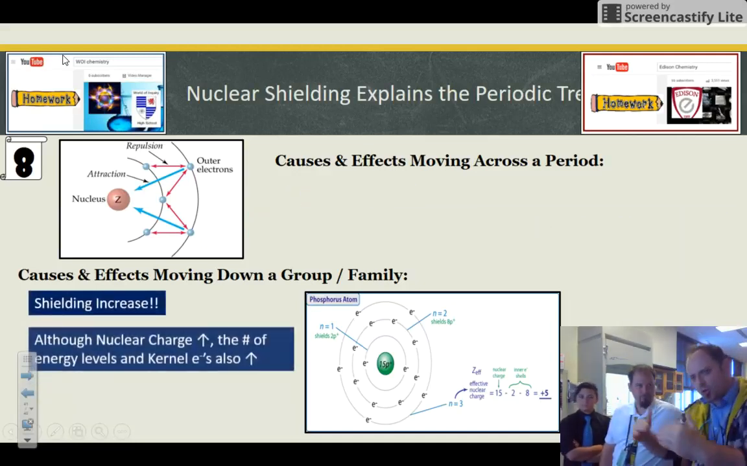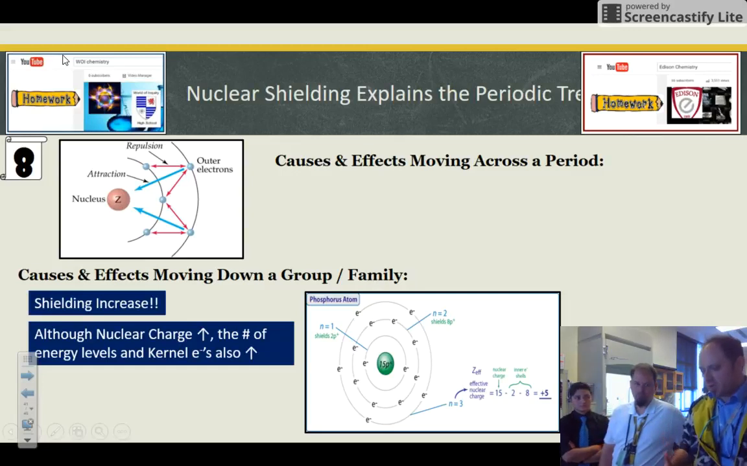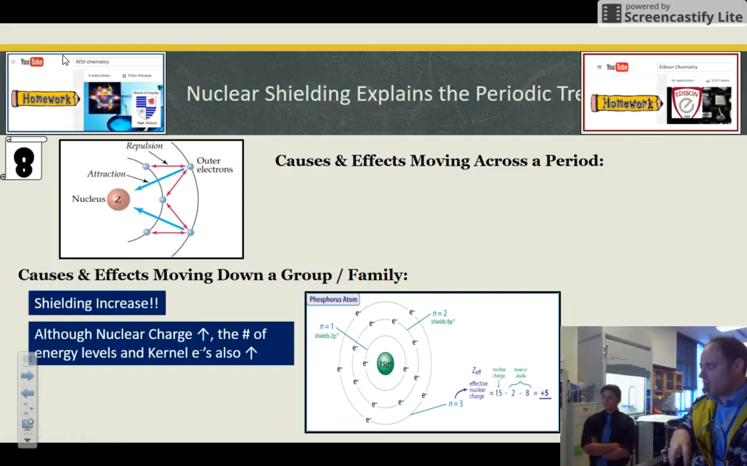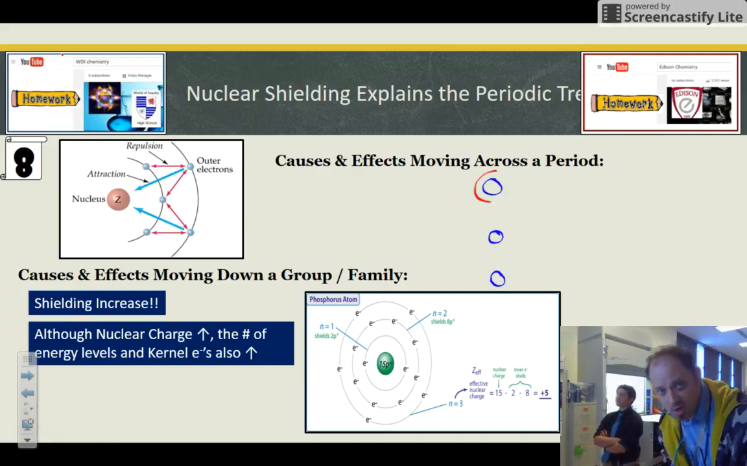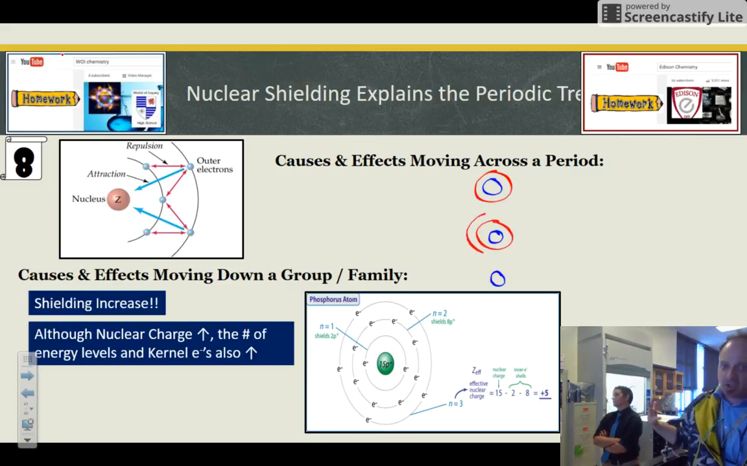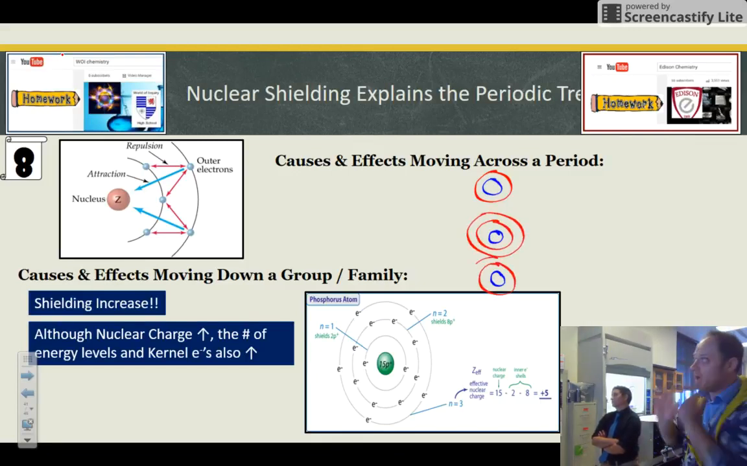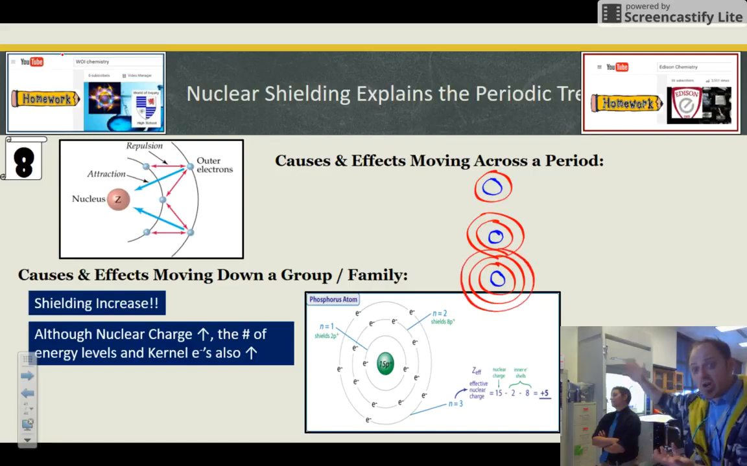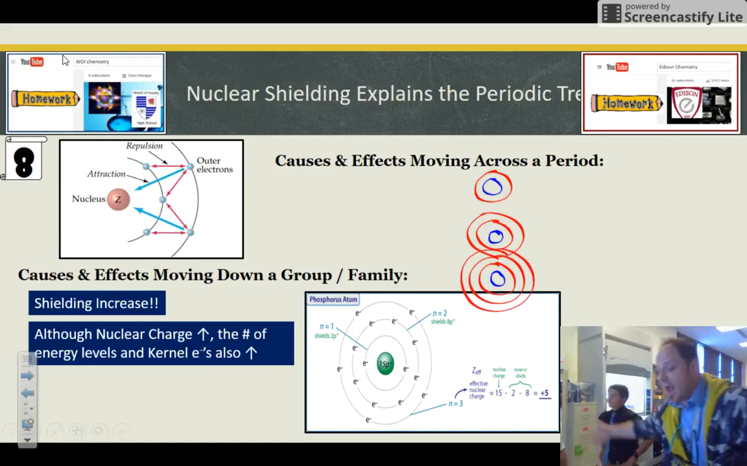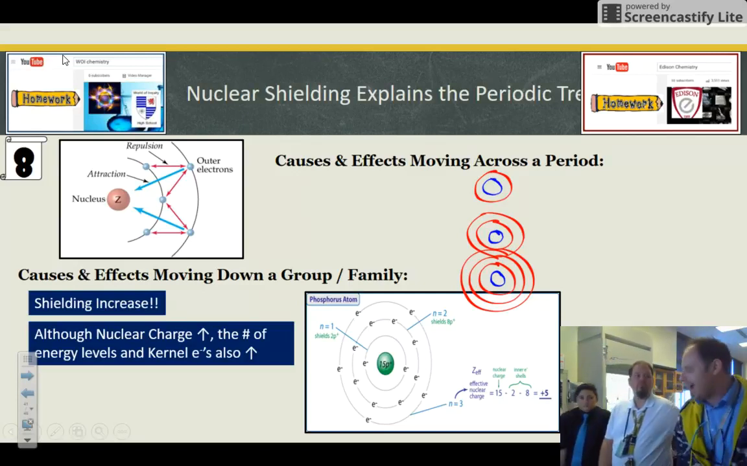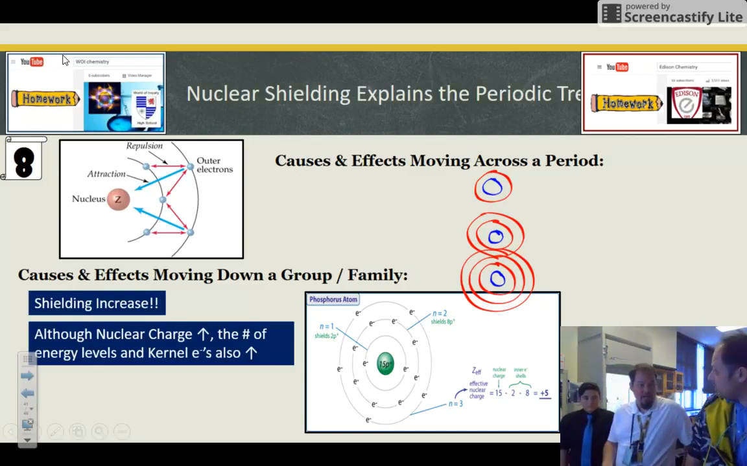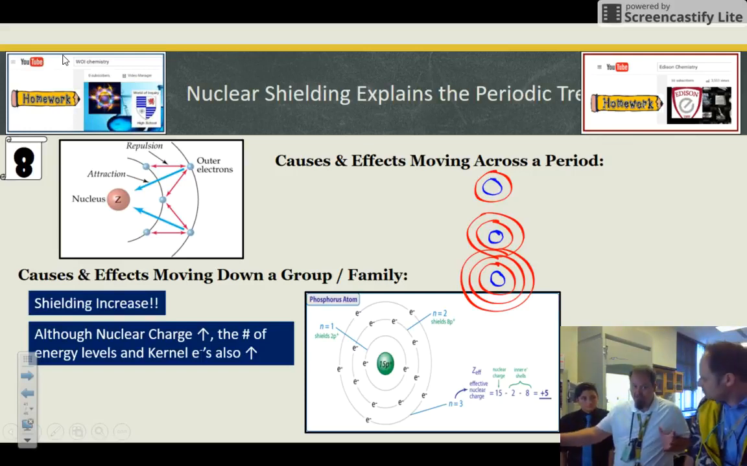So as you go down a group, shielding increases because while you do have more nuclear protons in the nucleus, you also have more and more and more levels of electrons. So when the nucleus shouts to the valence shell, you feeling me, bro? That valence shell is further and further and further away. So the effective nuclear charge is decreasing as we go down a group. Even though we're adding protons and electrons. It's because we're adding that whole level of electrons.